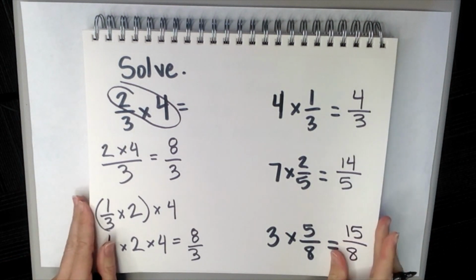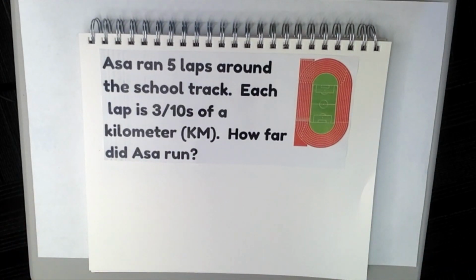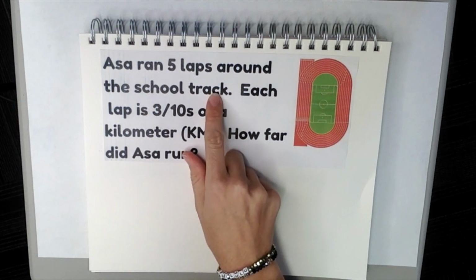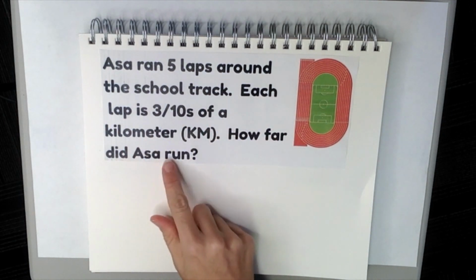15/8. Nice job with those bare number problems. Let's try a word problem. Asa ran 5 laps around the school track. Each lap is 3/10 of a kilometer. How far did Asa run?